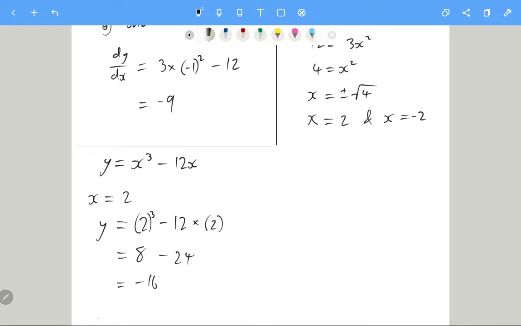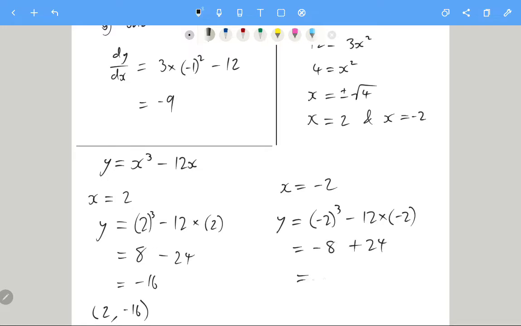So the first point we have is 2 comma negative 16. And the second point is going to be at x equals minus 2. y is equal to minus 2 to the power of 3 minus 12 times minus 2. We get negative 8 plus 24. In this case we get 16. And so we get the point negative 2, 16. So the 2 points in which the gradient is 0 are 2, negative 16, and negative 2, positive 16.